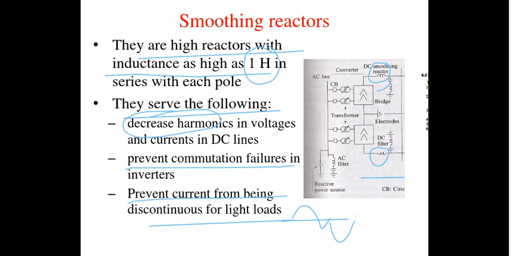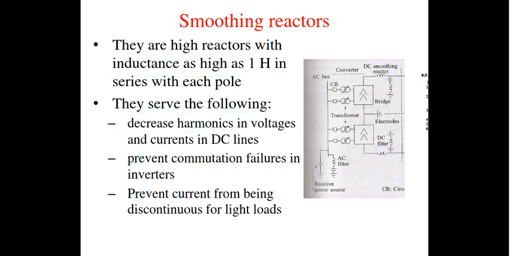They are basically used to decrease the harmonics in the voltages and currents in the DC line. They are also used to prevent the commutation failures in the inverter, and they are also used to prevent the current from being discontinuous, especially when the system is operating with light load. So these are the three major applications of the smoothing reactors. The design depends upon the system requirement in terms of the voltage rating, the current rating, the power rating, and also the maximum load that is put on the transmission line.